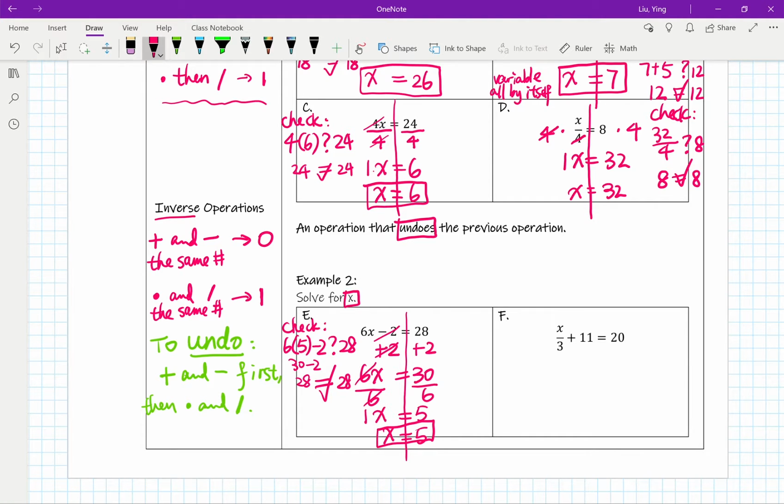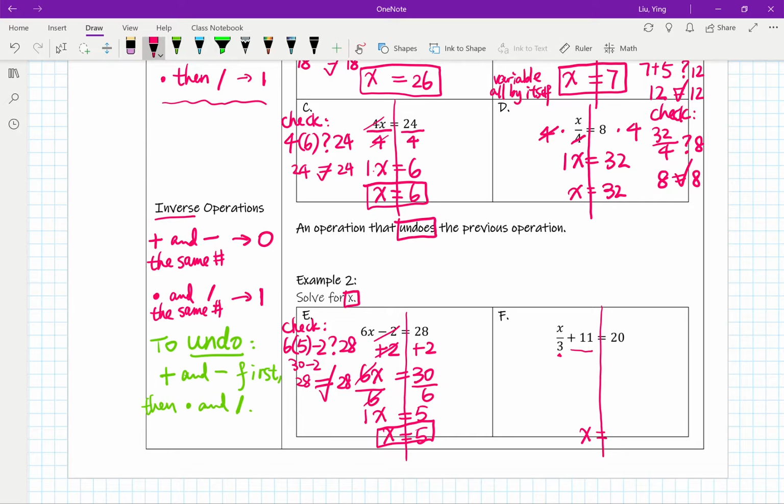Okay, let's look at another example. x divided by 3 plus 11 equals 20. So same goal here. We want x by itself on one side. In the process, we want to balance the left-hand side and the right-hand side. And the strategy is to undo things. So we have the dividing by 3 and the adding 11 to undo. Which one should we do first?